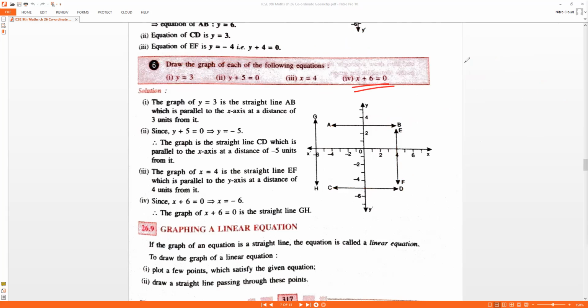Next, x plus 6 is equal to 0. X plus 6 is equal to 0 means what? X is equal to minus 6. Correct, x is equal to minus 6.